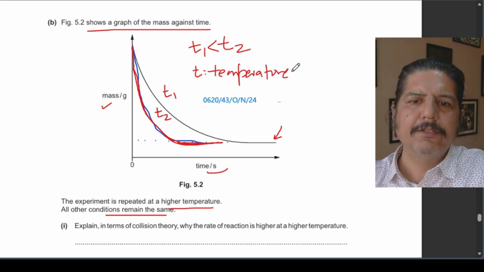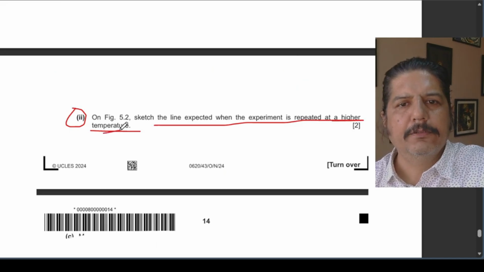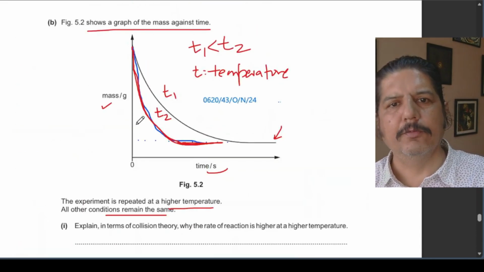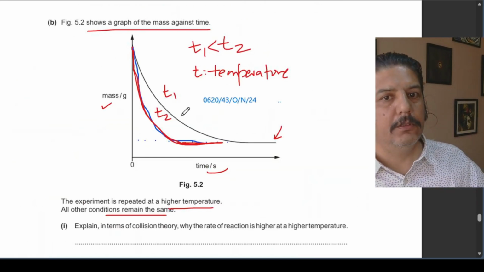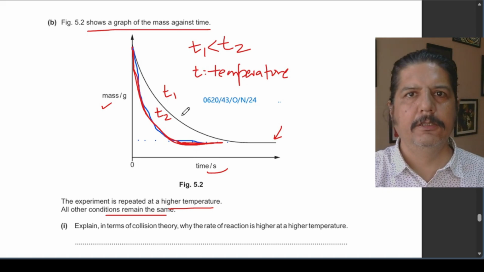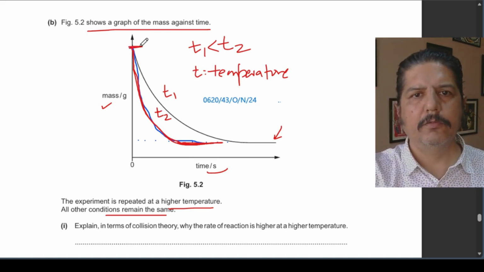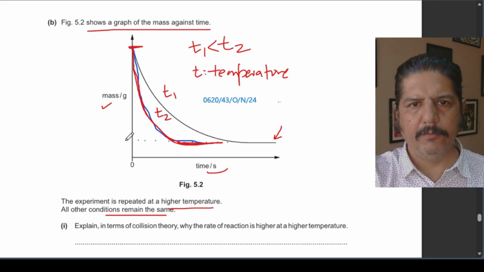The rate of reaction increases at higher temperature. At higher temperature, rate of reaction increases, but the final mass would remain the same. So here the mass is being consumed. That is why you started with more mass and you ended up with lower mass. Here the mass is being consumed.